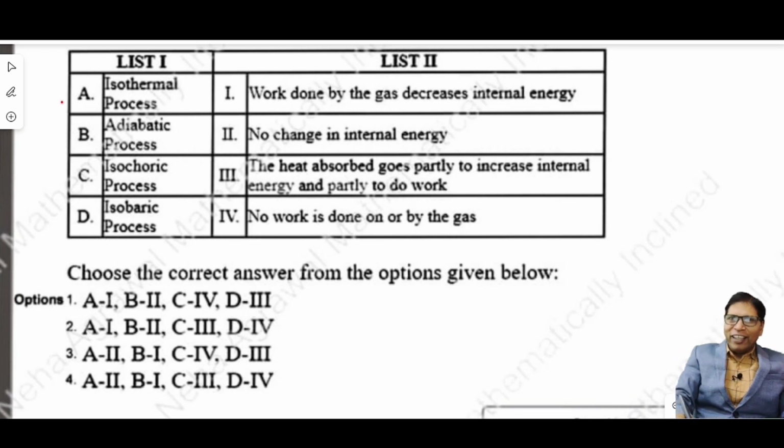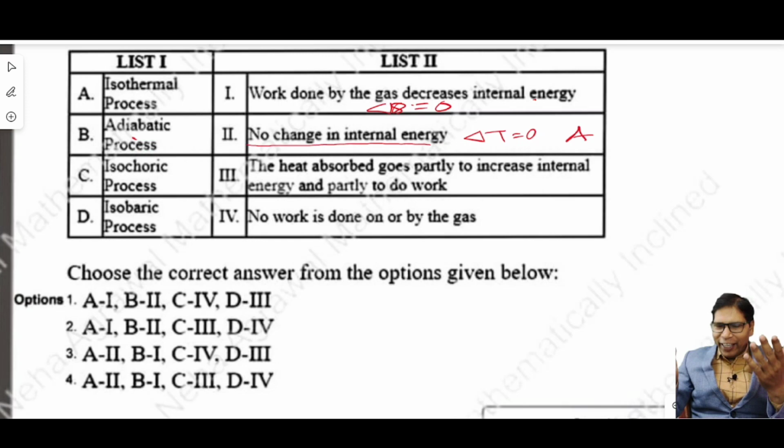Now look at this. Isothermal process. Work done by the gas decreases internal energy. No. In isothermal process, the internal energy is 0 as delta T is 0. So internal energy is 0. So this is the A. Now adiabatic process. The work done by the decrease in internal energy. Yes, as delta Q equals 0, so work is done at the expense of internal energy. So look at this, this is the B.